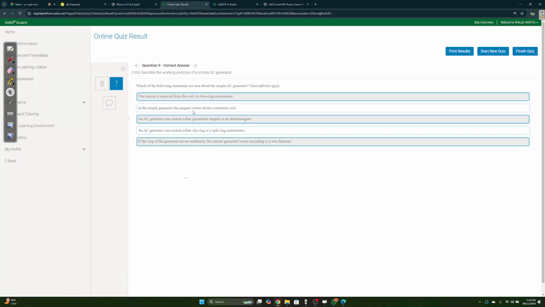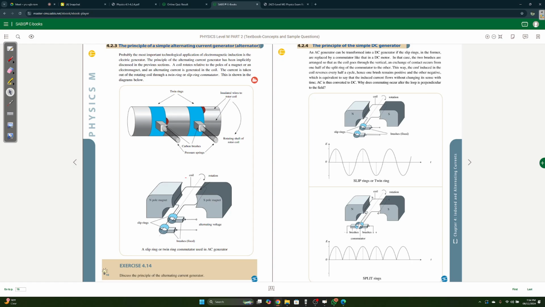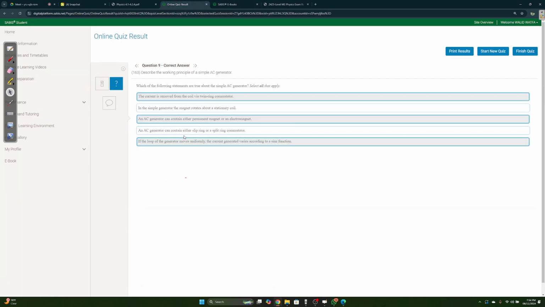In the simple generator, the magnet rotates about a stationary coil. The magnet rotates? No, it's the coil that rotates. An AC generator can contain either a permanent magnet or an electromagnet. Sure, yeah, why not? An AC generator can contain either a slip ring or split ring commutator. No, split ring is for DC. If the loop of the generator moves uniformly, the current generated varies according to a sine function. If it changes uniformly, then it's going to look like a sine function.